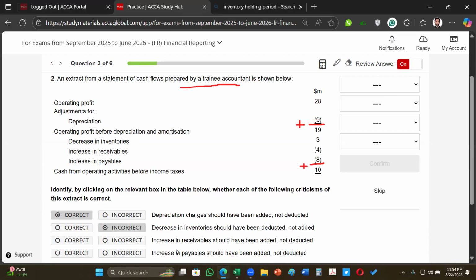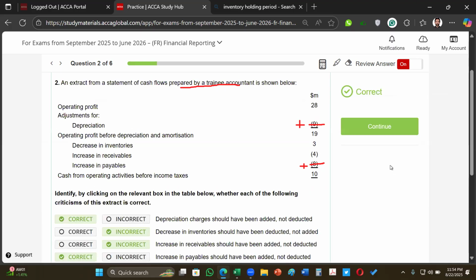So that's incorrect. Decrease in inventory should be added. They say it's deducted. Increase in receivables should have been added. When the receivables increase, that's a negative thing. We do not get money. So that is also incorrect. Increase in receivables should be deducted. The last one, increase in payables should have been added. Now that is correct. When the payables increase, that's a positive thing because we are not paying them. So these are the four options and these are the four criticisms, and we picked up the right ones according to the understanding for the operating activities. Okay, so we have already discussed it here, and now we are moving on.